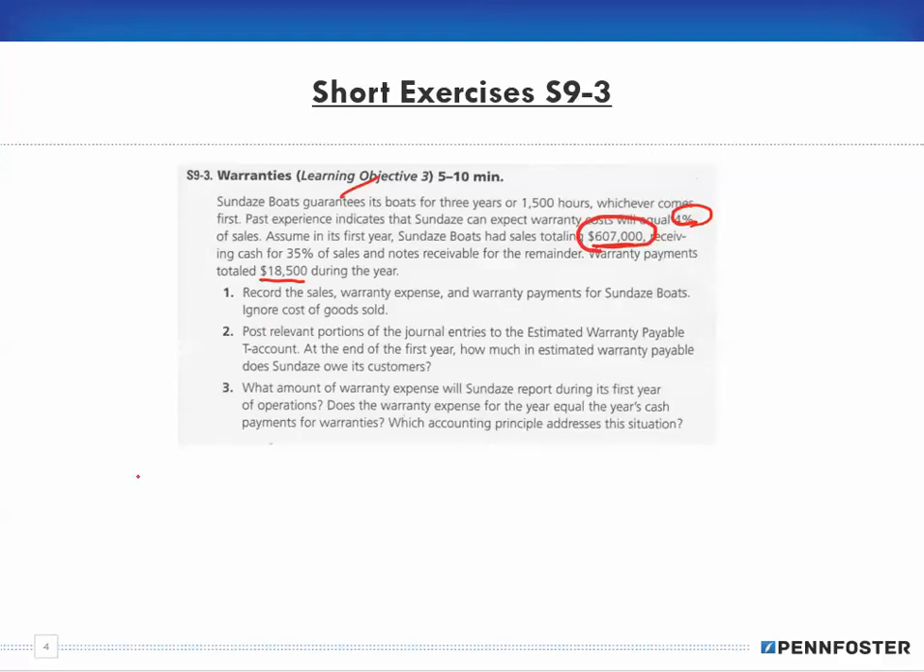All right, so write this down, because when I complete these entries, I am going to erase them, because I only have this space down here. So if I'm going to record the sales, I have a credit to sales revenue for $607,000.